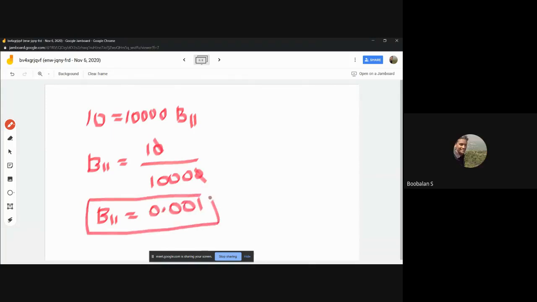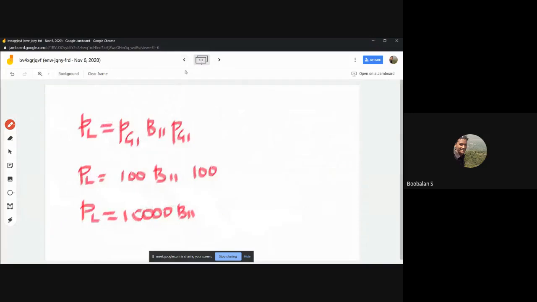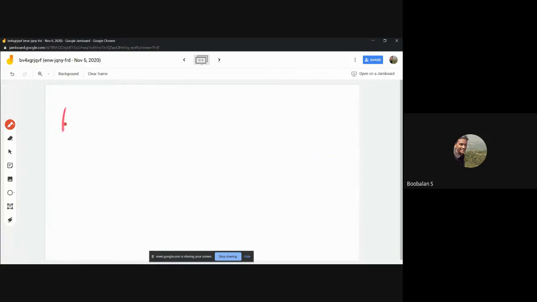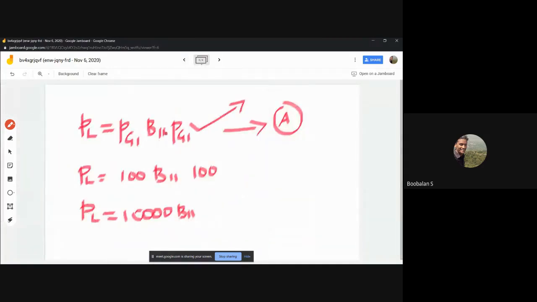Once we have this value, just substitute it in our power transmission loss equation, this one. Just substitute this B11 value in this equation. So now once we substitute over here, PL equals PG1 square into 0.001.